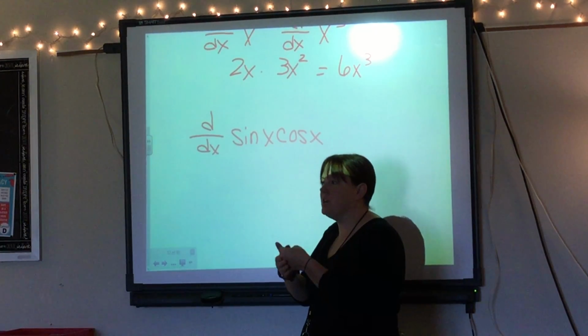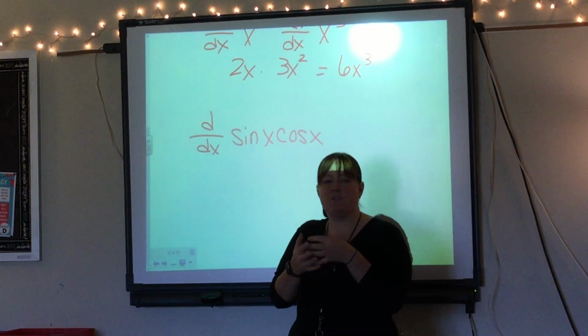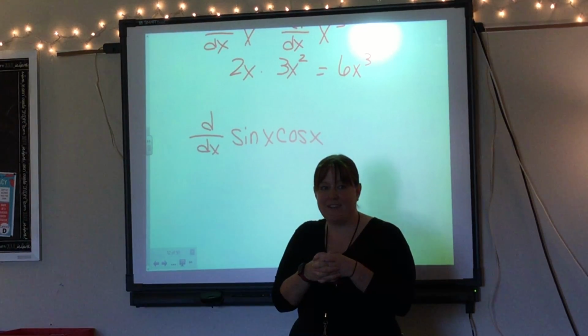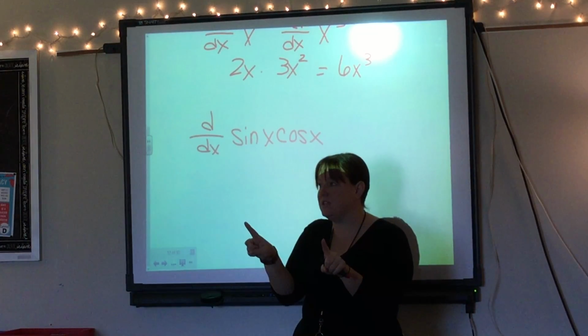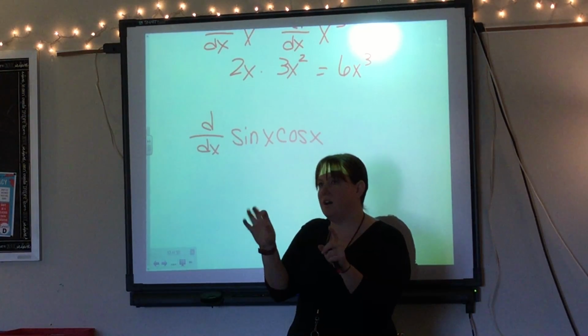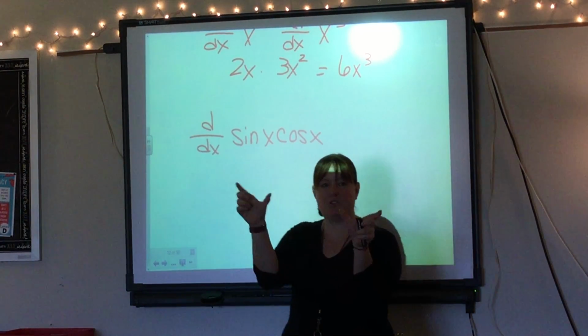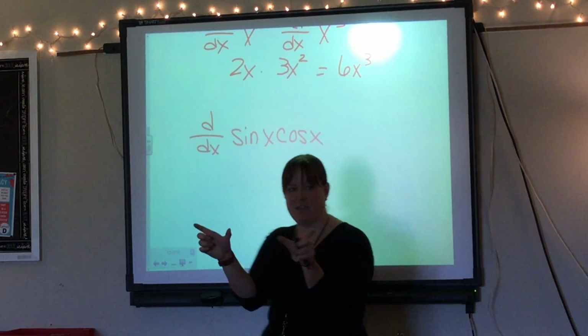So we have to have some kind of a rule to help us figure out how to find the product of two different relations. So two different things in terms of x, okay?